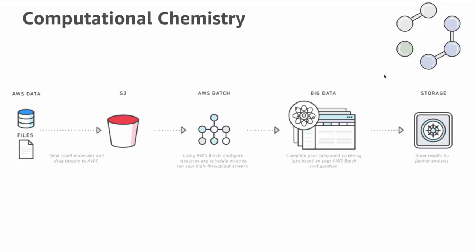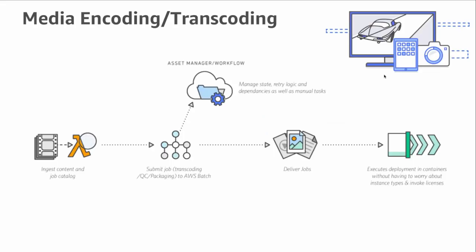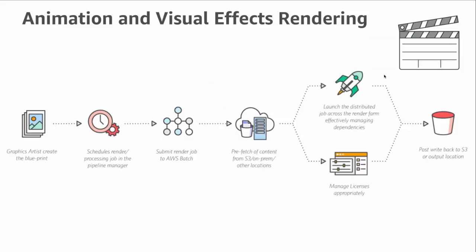Media encoding, transcoding, right? Lots of options for ingesting content and a job catalog, submitting those jobs into AWS Batch for transcoding. Those jobs are then delivered and executed in containers without having to worry about instance types and invoking licenses, et cetera, et cetera. All this is taken care of for you with the asset manager, et cetera, that you can tie into the resources.